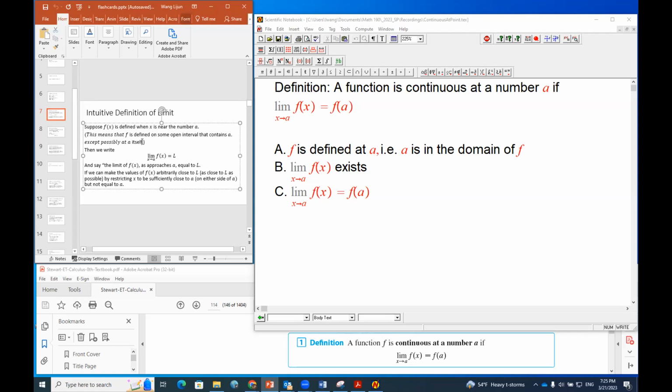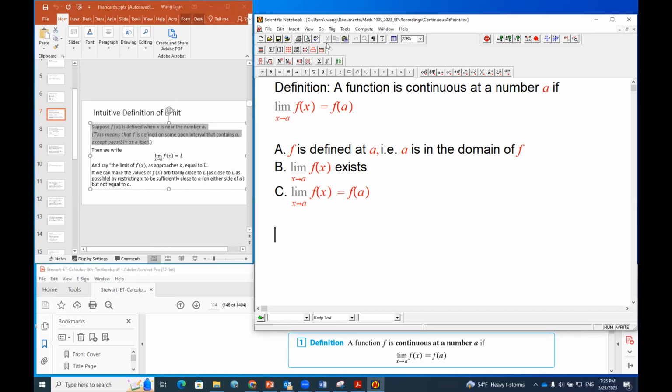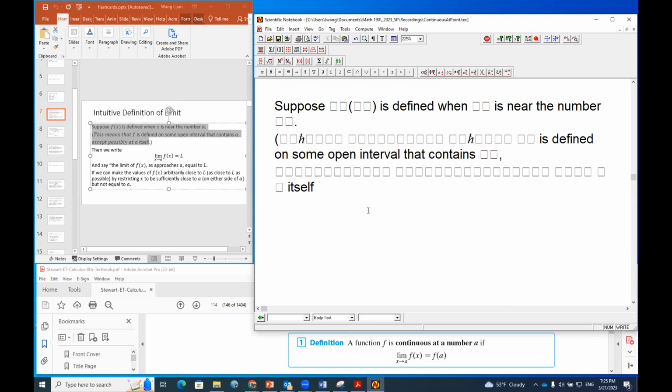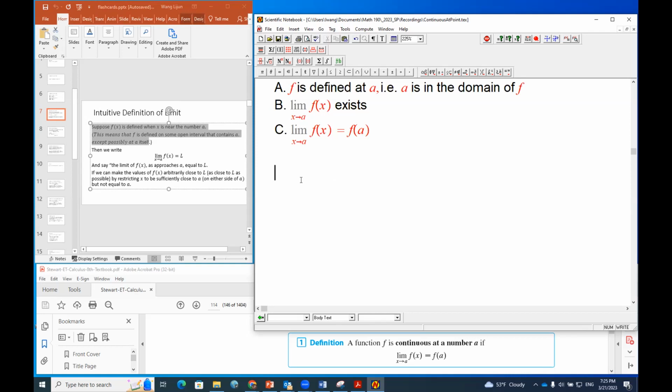So if you put this side by side and compare, in the definition of limit, when x is approaching A, f of x is equal to L if such a limit exists. This is the intuitive definition of limit.